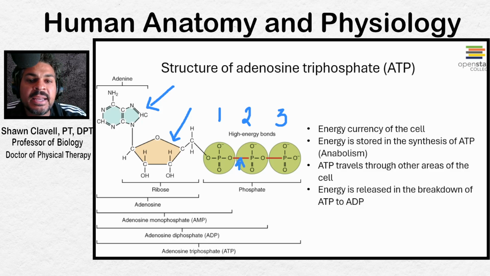And so ATP can travel throughout the cell. And that's one of the reasons why it's so ubiquitous in terms of energy supply, is that it can travel throughout all areas of the cell and then thus provide energy when needed into different compartments.